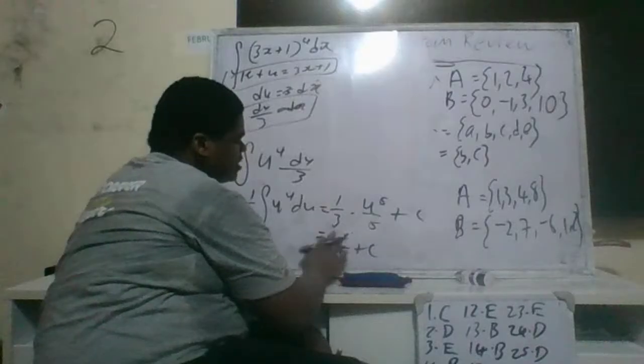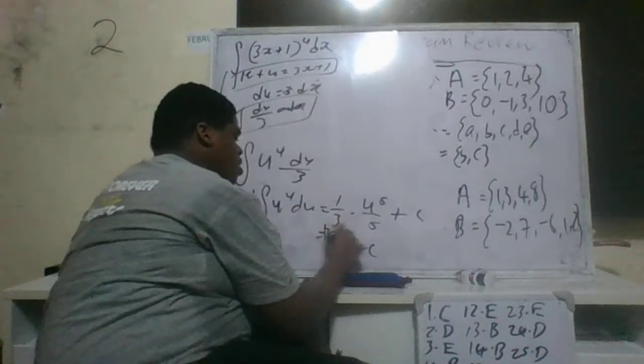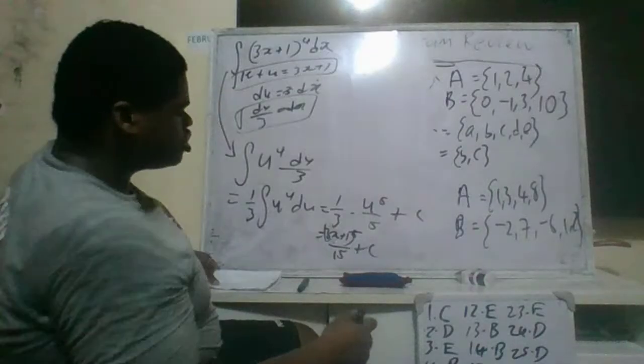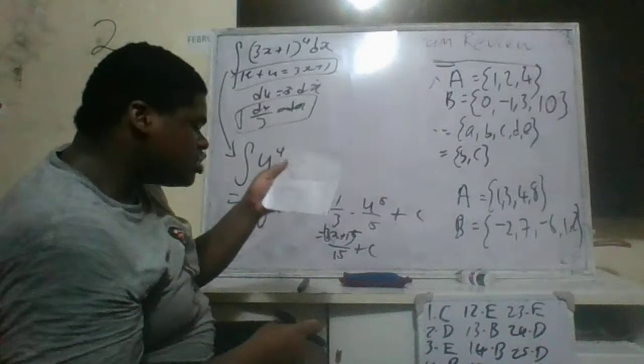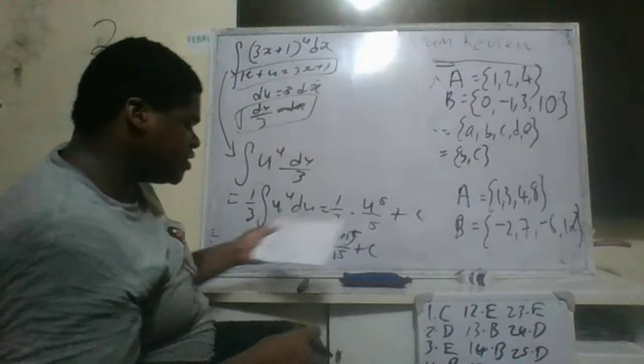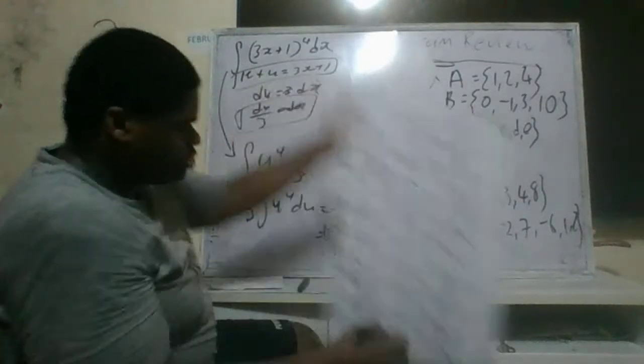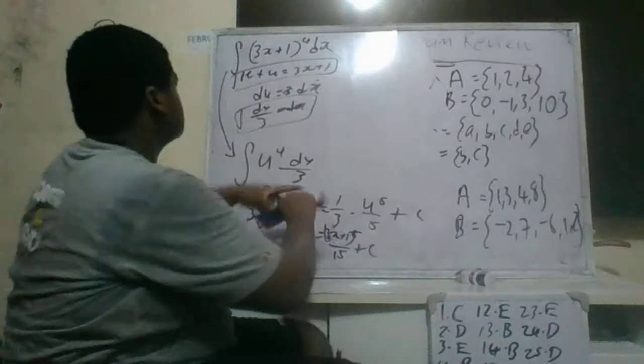U to the power of 5 is the same thing as 3x plus 1 to the power of 5. And this is our answer: 3x plus 1 to the power of 5 divided by 15 plus c. And that is option C. So we have question 33, option C. 34 now.